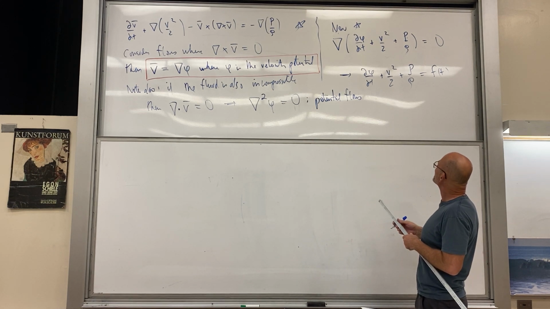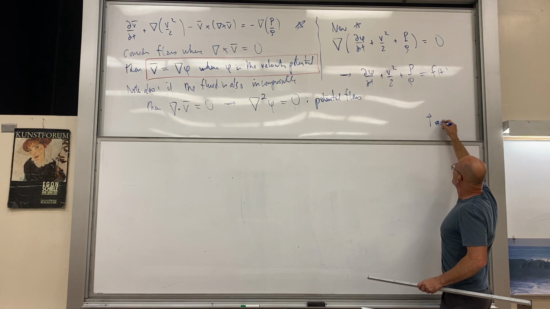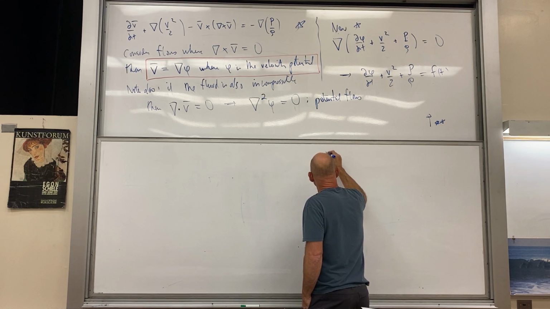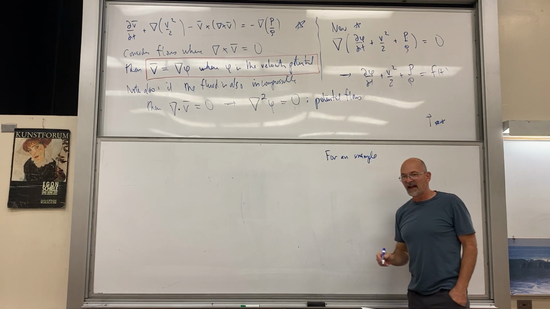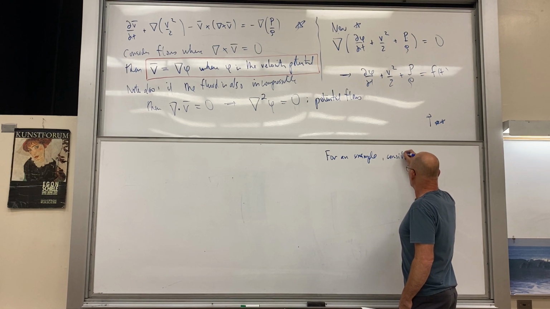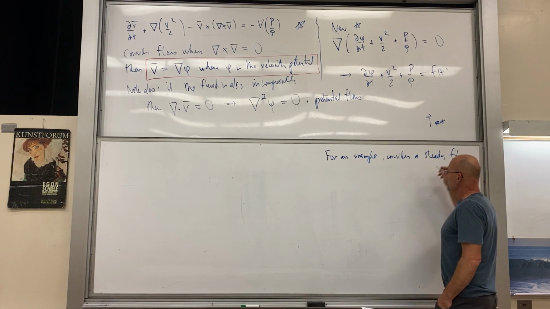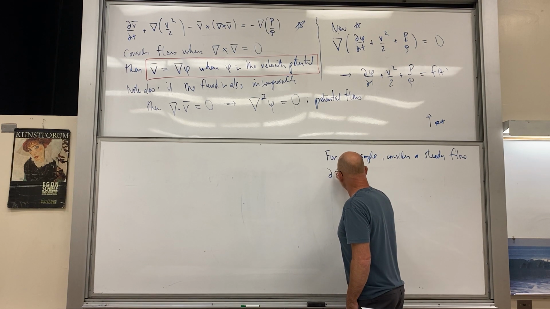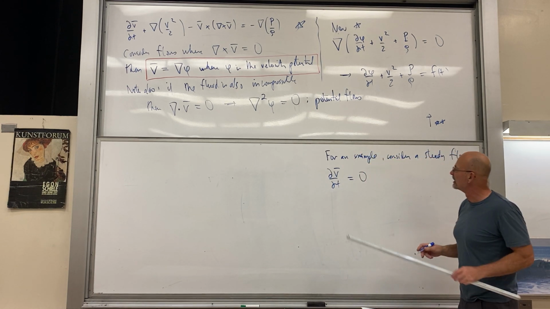Now, taking this equation up here, for an example, let's consider a steady flow that is time independent. Consider a steady flow. Think streamlines, steady flow: the partial dv/dt is equal to 0 in a steady flow.